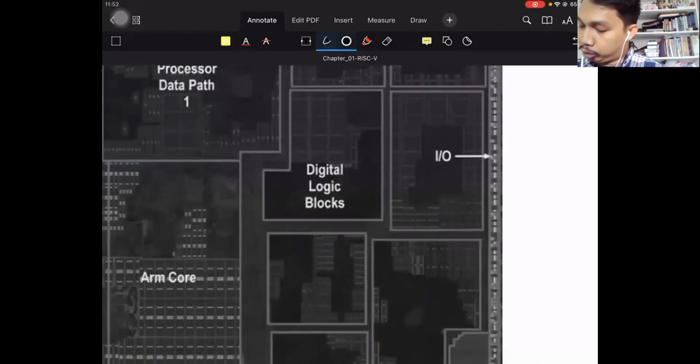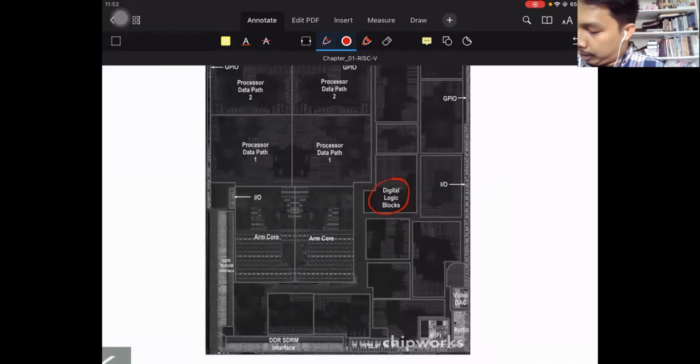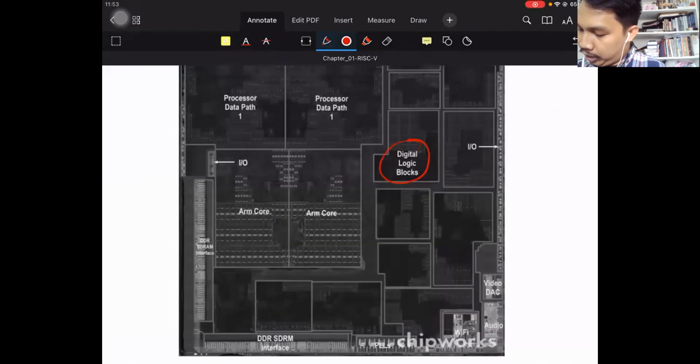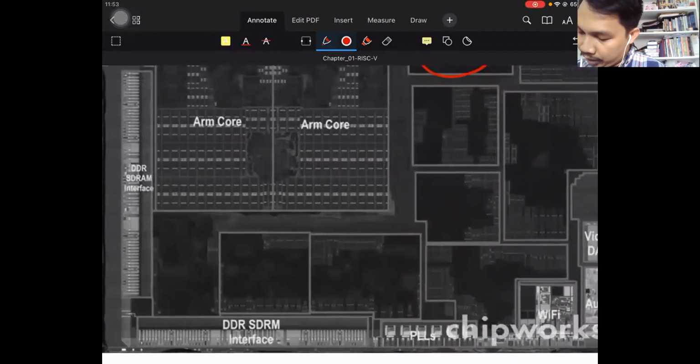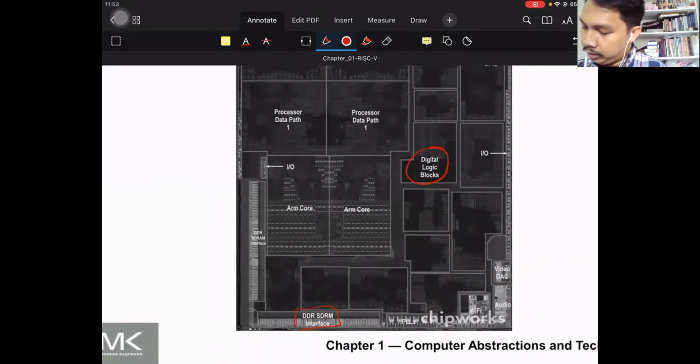Digital logic blocks, most probably the ALU, the arithmetic logic unit, the ARM core, and the memory, most probably DDR SDRAM, with a delay interface.